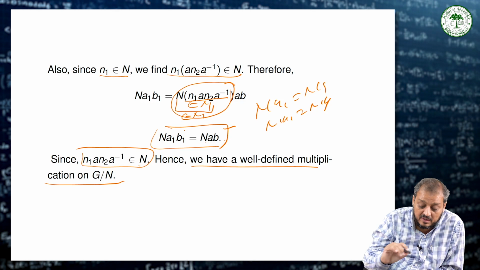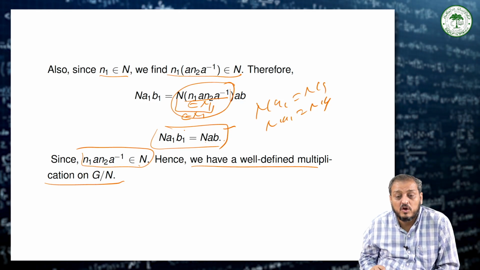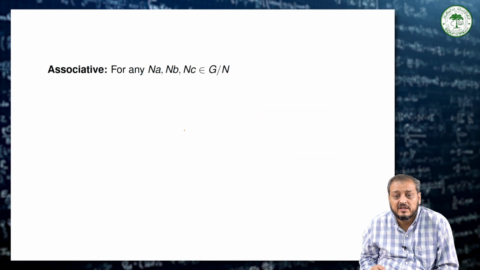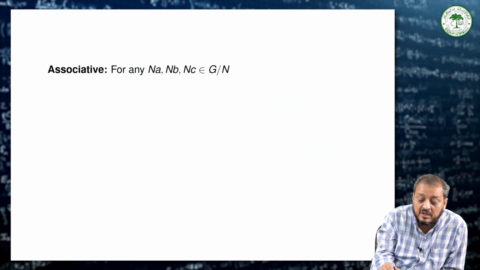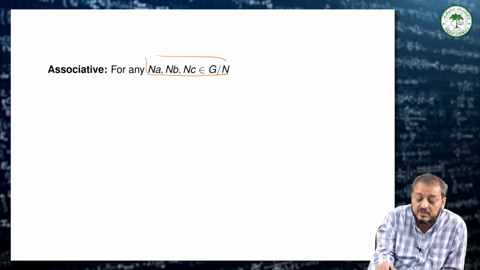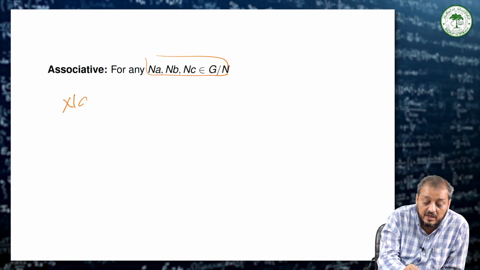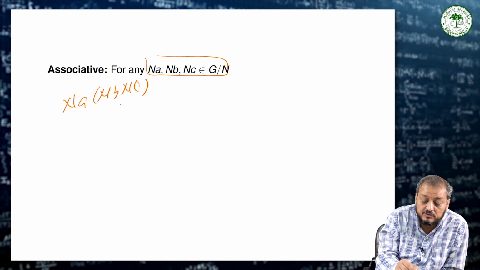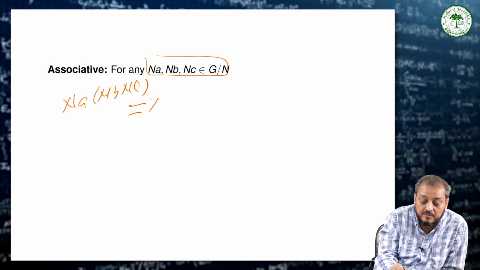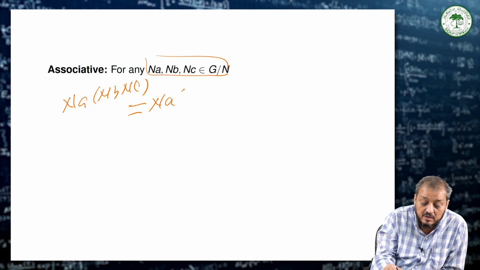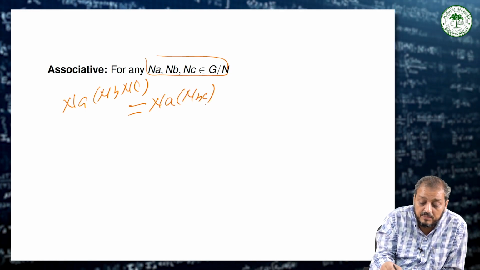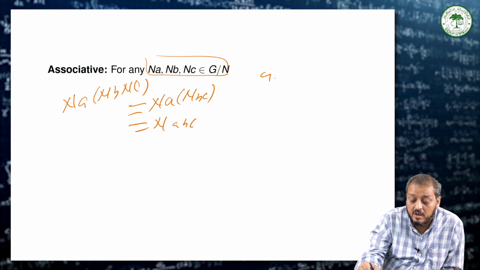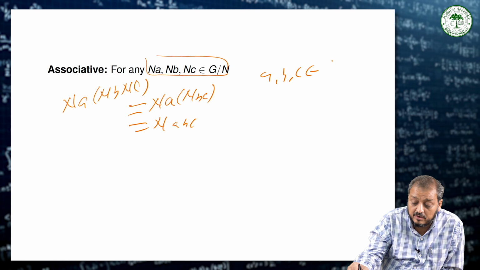So it's a binary operation, so it's closed, and then we have to try to show that this is associative. Take Na, Nb, Nc as three elements of G by N. Then we have to show that (Na Nb) Nc is the same as Na (Nb Nc), that is, N(ab)c equals Na(bc). Now a, b, c are elements of G.